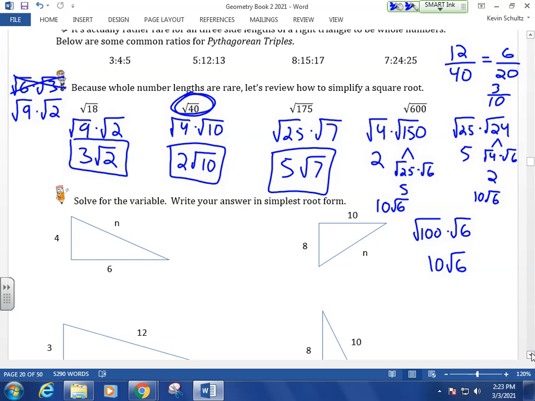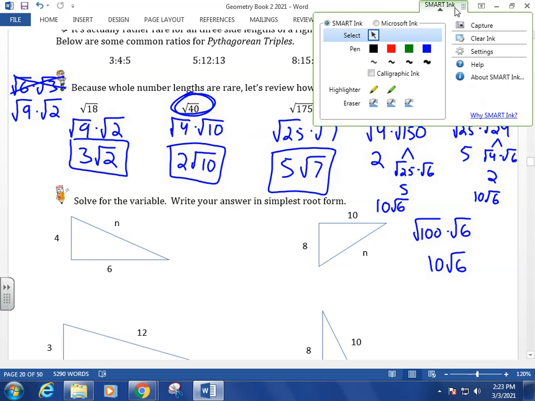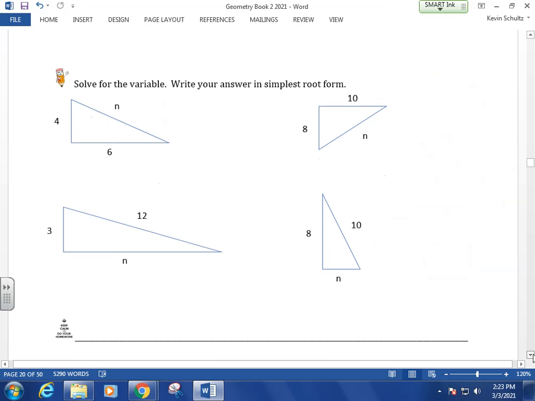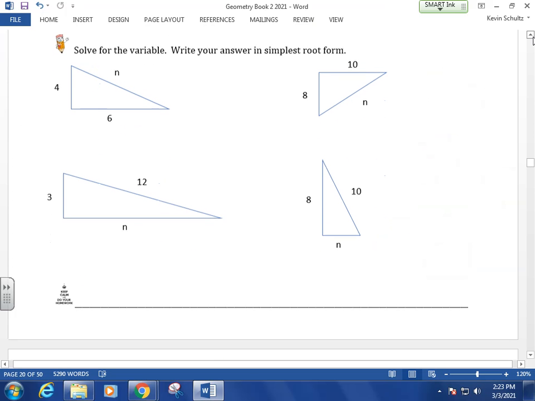Okay, so getting to the main event, which is the Pythagorean Theorem itself. Judging by all the writing that's been going on, it kind of looks like you've already started to tackle this. It says solve for the variable, write your answer in simplest root form. I'm not going to require the simplest, I just need the root form. So this first one, 4, 6, and n. Tell me how we're going to set this up in the Pythagorean theorem. What are the legs? What's the hypotenuse? How's it going to look?